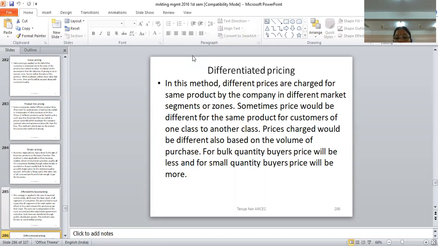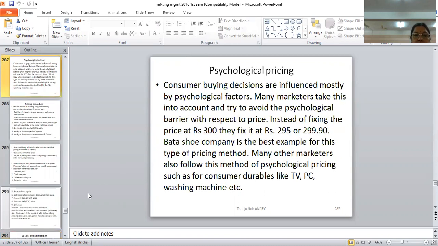The prices will also differ depending upon the volume of purchase. Those who purchase large volumes, that is wholesale volumes, for them the price will be less. Those who purchase small volumes, small quantities, for them the price will be more. So this is known as differentiated pricing.